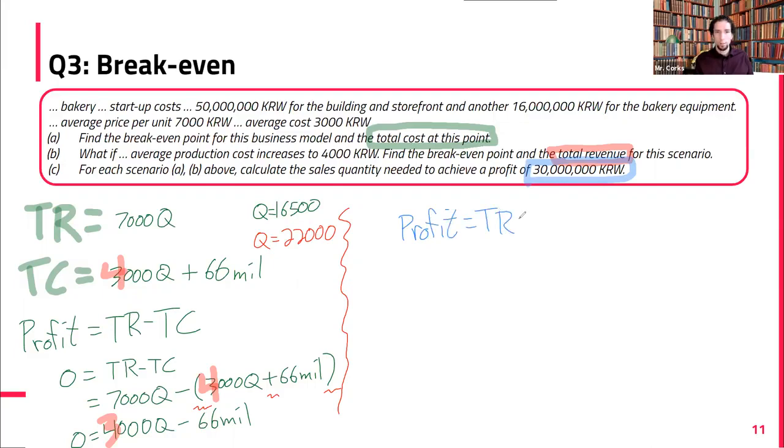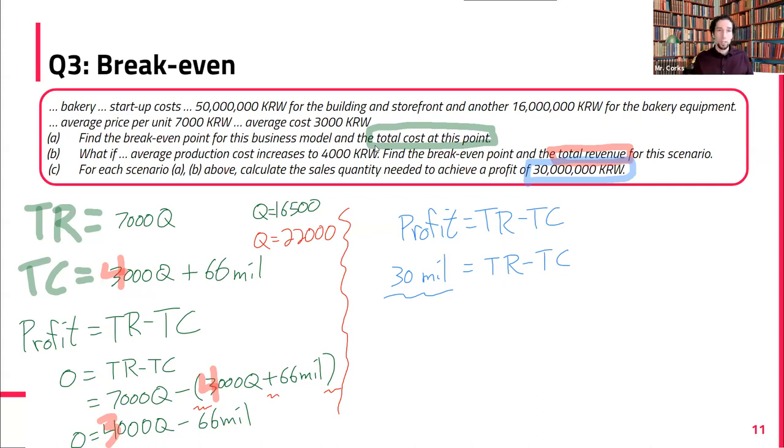equals TR minus TC, except now we want 30 million equals when we take our total revenue, subtract the total cost, and the result should be 30 million. What Q value will give us this? Use the same things that we had on the other side, the 4,000 Q minus 66, but then with this 30 mil here as well. And then what's our Q value to get that exact profit? Okay, so that was 3.